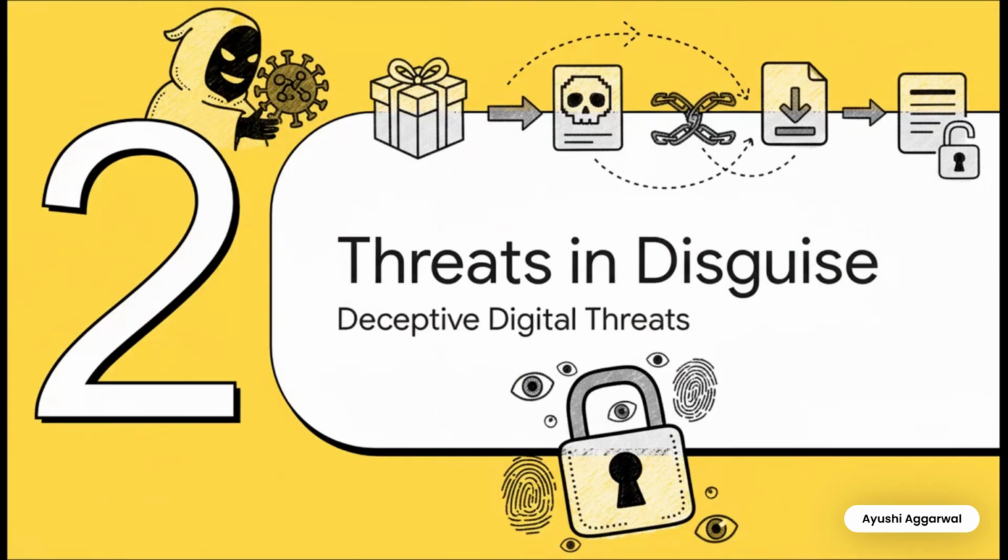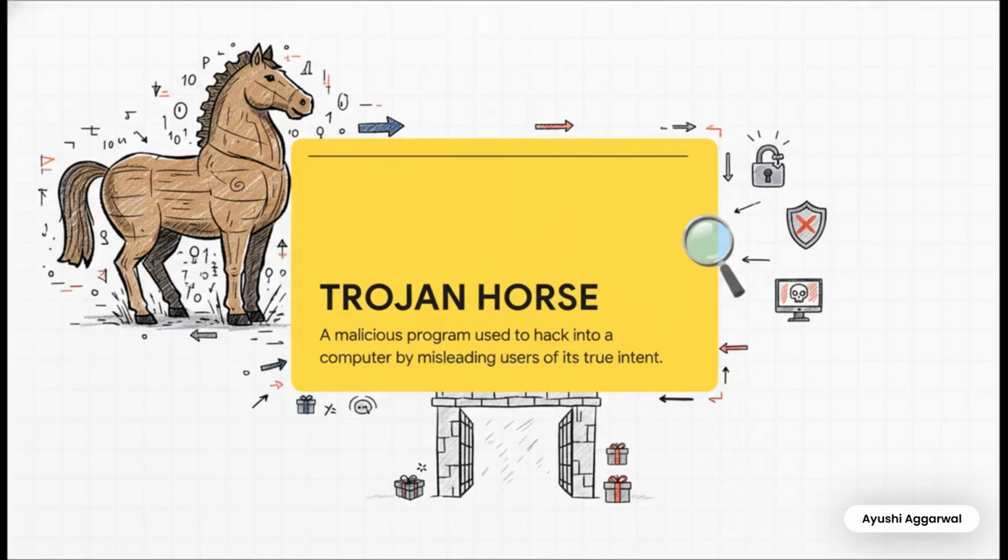Okay, so we've talked about malware that spreads on its own. But you know, some of the sneakiest types actually trick you into inviting them in. These are the masters of disguise, and they count on fooling you to get into your system. And the perfect example of this is the Trojan horse. Yep, it's named after that giant wooden horse from the Greek story for a reason.